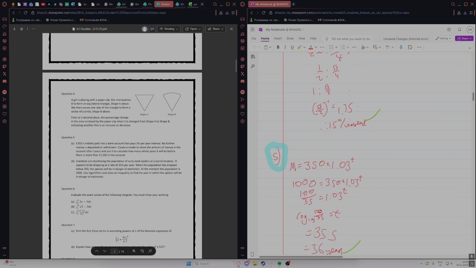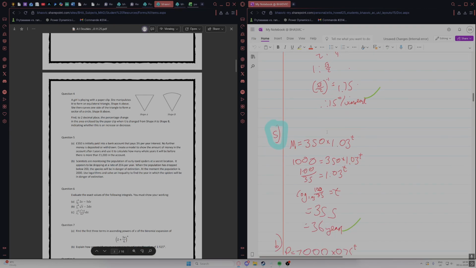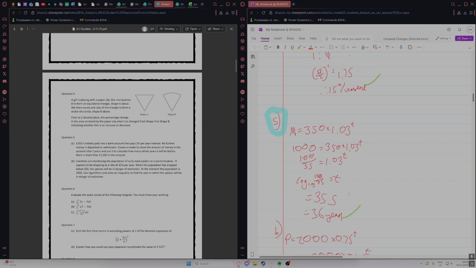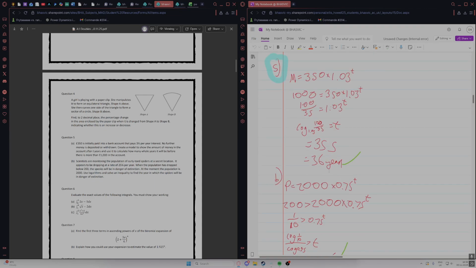Next question, we have this model here. Just set this up. It's compound interest. It's something from GCSE, but expanded upon. You set it equal to whatever it wants you to set it equal to, and then solve with logs. And then you round up because it's a year.